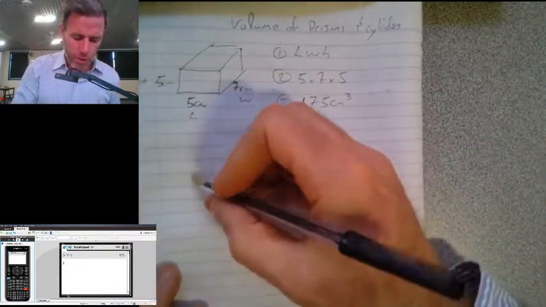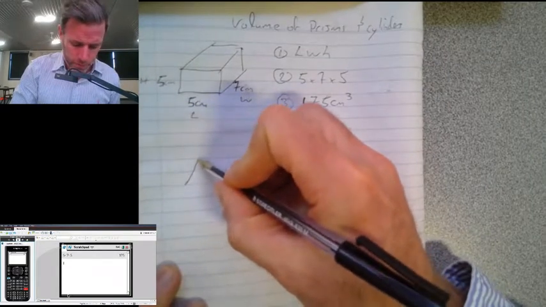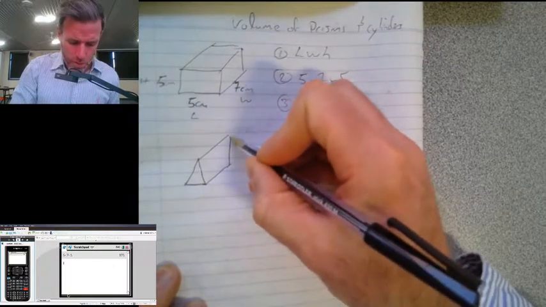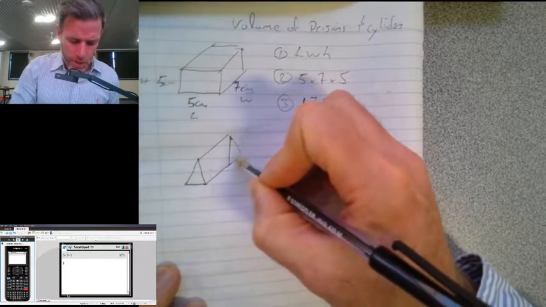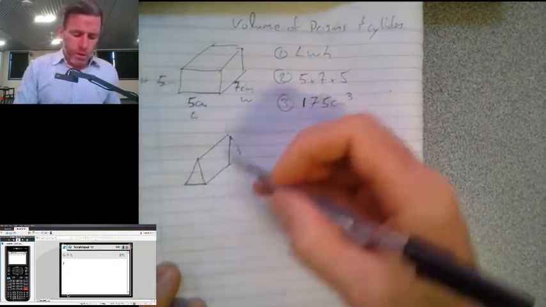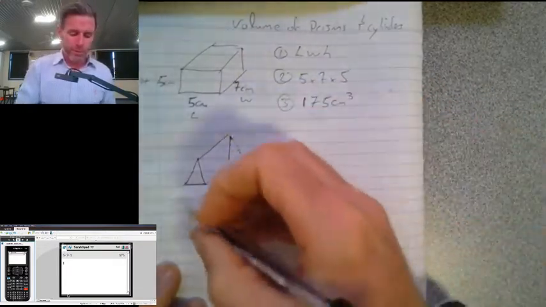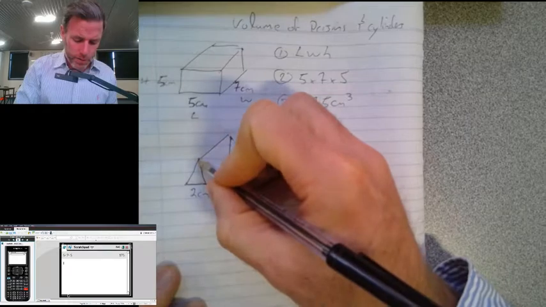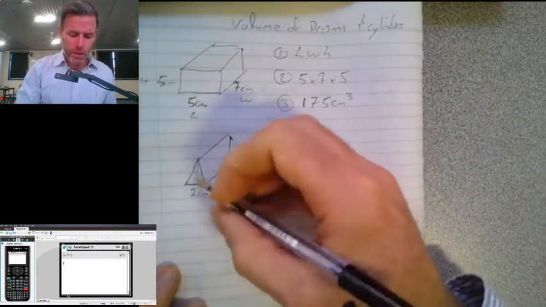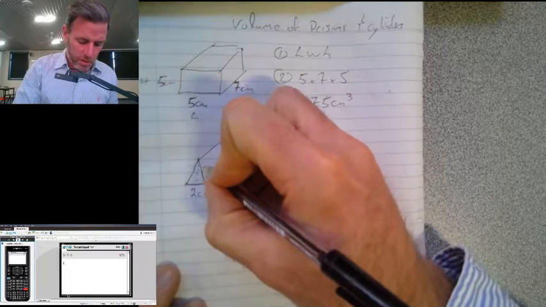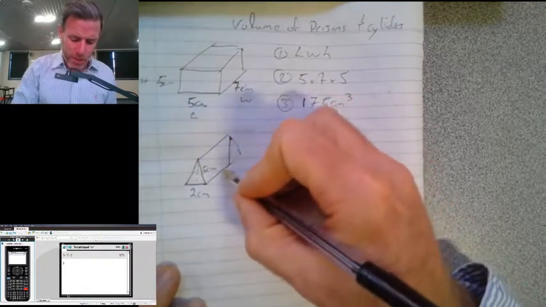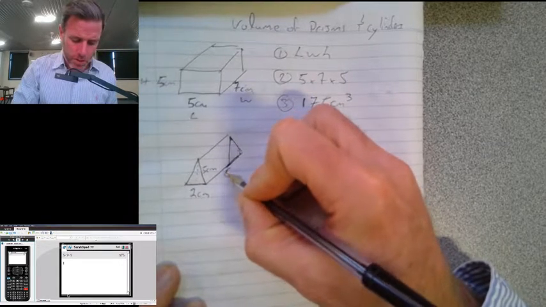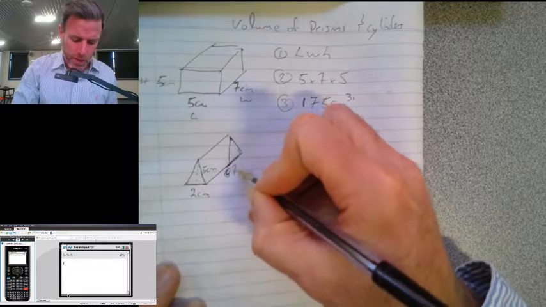I'm now going to do a triangular prism. So imagine you've got a triangle here, and then you've got a prism coming off it. Again, my drawings aren't amazing. So that line should be dotted. I got it the wrong way around. So imagine this is 2 centimeters. The height of the triangle is 5 centimeters, and then the length this way is 7 centimeters, let's say 7 centimeters, right?